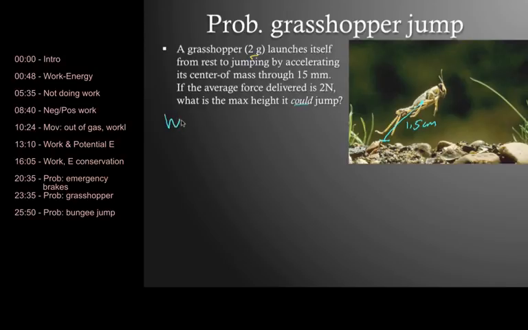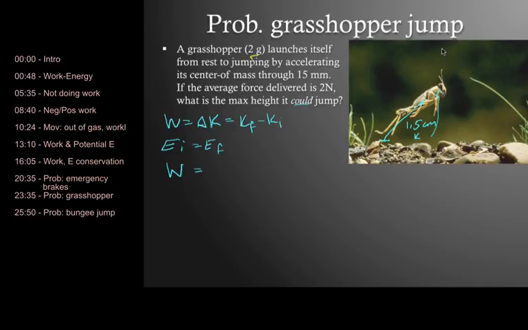So let's use work energy in order to work this out. This is going to be a change in kinetic energy, so this is K final minus K initial. Another way that we can think about this is energy initial is equal to energy final. Initially, the grasshopper is at rest. Then the grasshopper is going to do work. All that work will be converted into kinetic energy, right when he's leaving the ground.